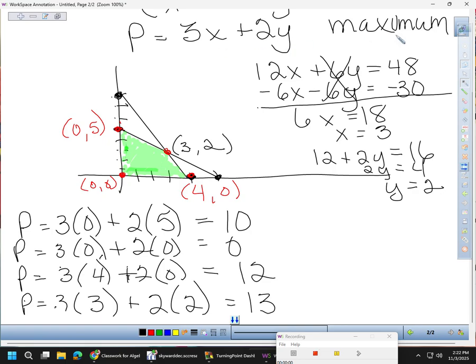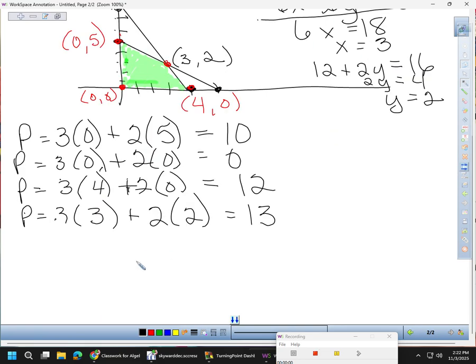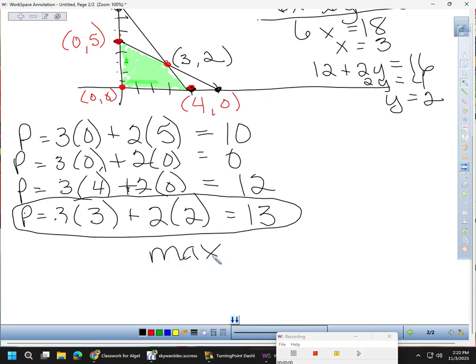Okay, now I'm looking for a maximum. Move this up a little bit. Which one of those numbers is the maximum? All right, so I'm going to ask that you circle where you got 13. And all I'm going to ask you to write is a max at 3, 2. I mean, you can say a max of 13 at 3, 2 if you want.